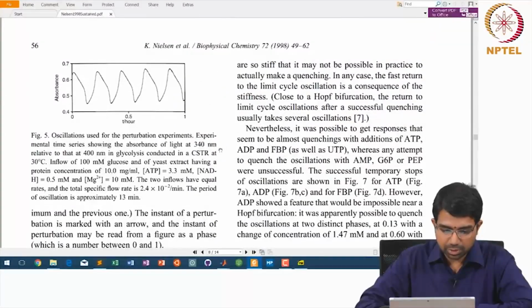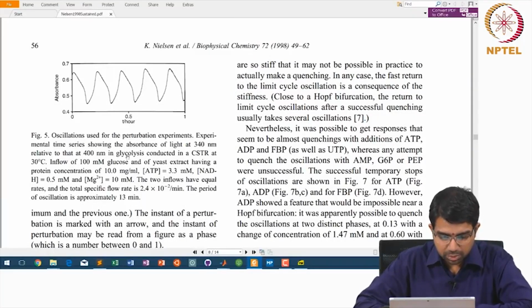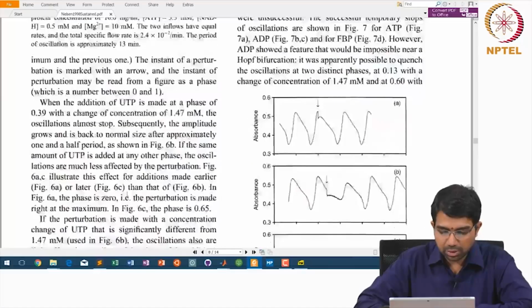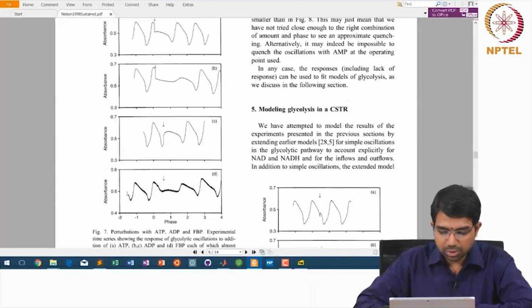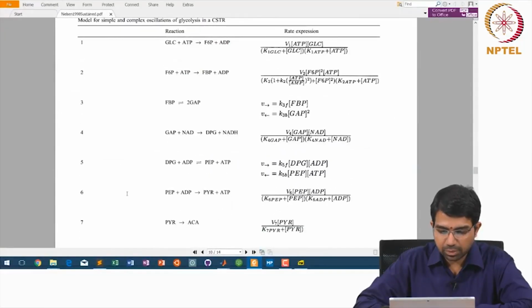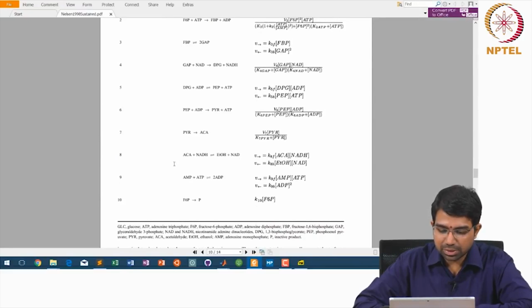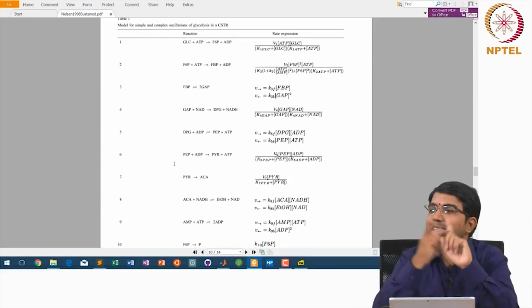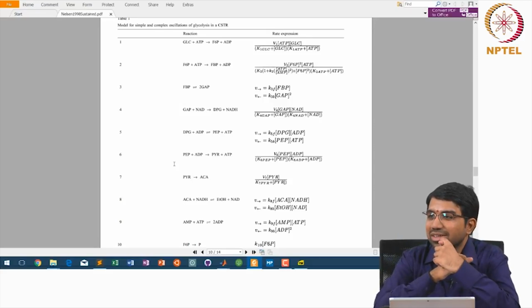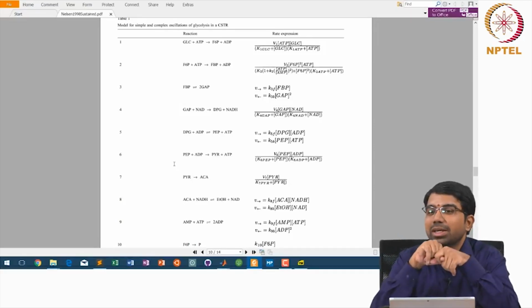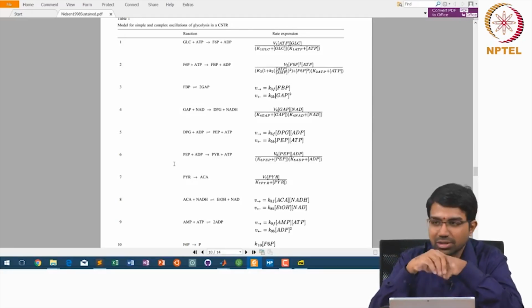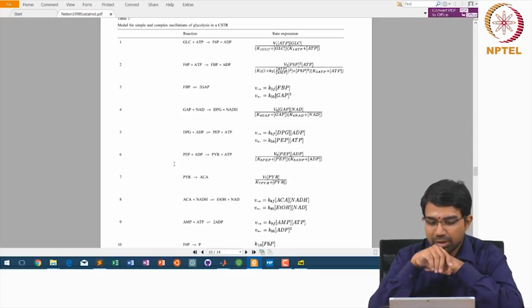Let us look at this. These are perturbations with some UTP for different species and so on. You have all the equations here. Can you now implement these? A function that will compute your dx by dt is f of x, except that here x is a vector of several concentrations and so on.